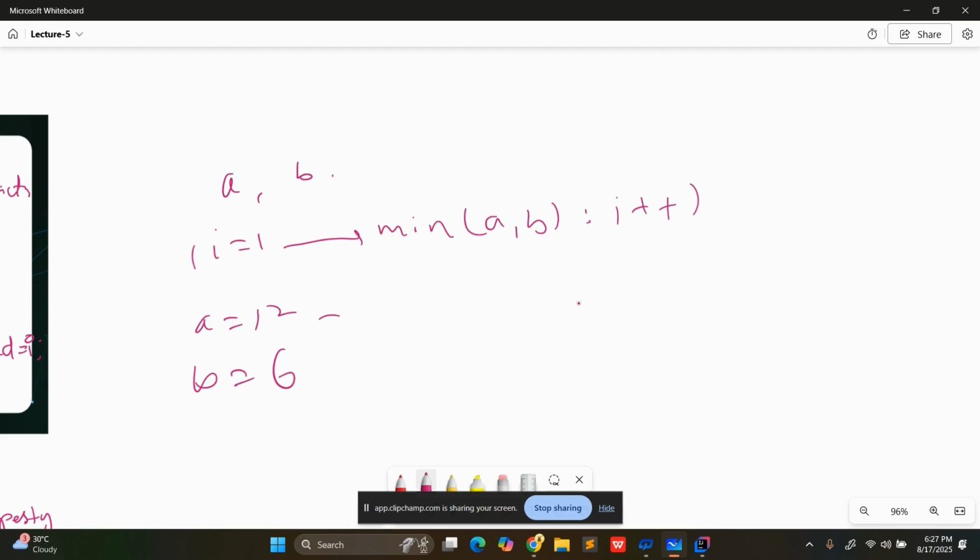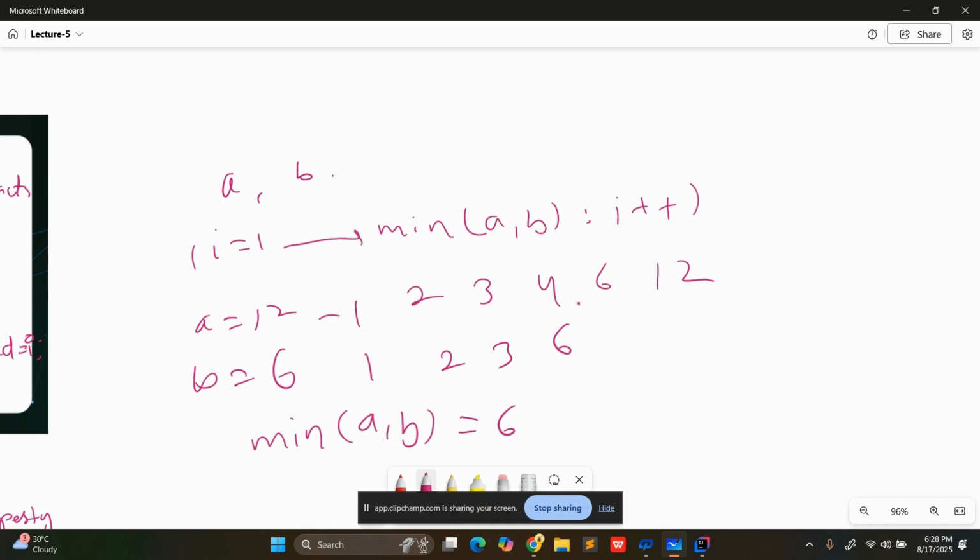Find the GCD of A and B. So my concern is that we can traverse from I is equal to 1 to the minimum of A comma B. You might ask why the minimum. Let's see. A is equal to 12, B is equal to 6. What are the factors of 12? 1, 2, 3, 4, 6, 12, right? What are the factors of 6? 1, 2, 3, 6. So the minimum of A comma B is 6, right? So I'm saying we only need to traverse until 6.